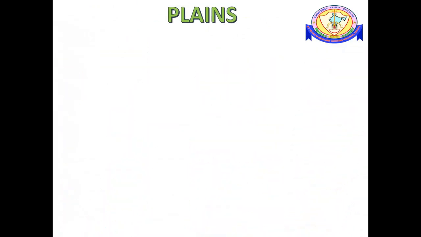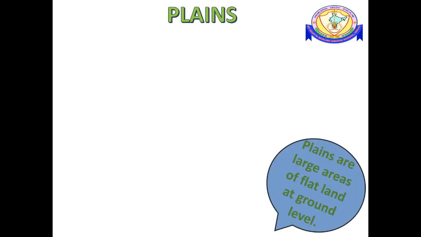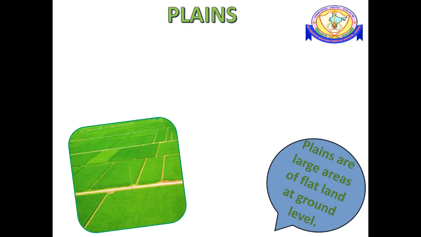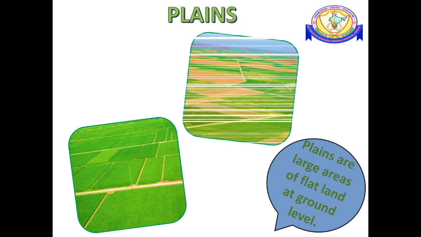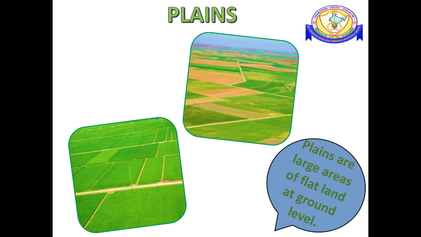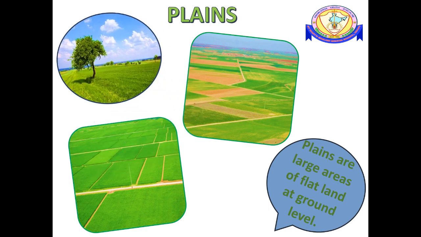Now let us see plains. Plains are large areas of flat land at ground level. Rivers flowing from the mountains bring fertile soil to the plains, which is also called silt. Silt is a mixture of fine sand, clay, and some other material. Plains are therefore the most thickly populated areas in the world, and crops grow very well in this region.